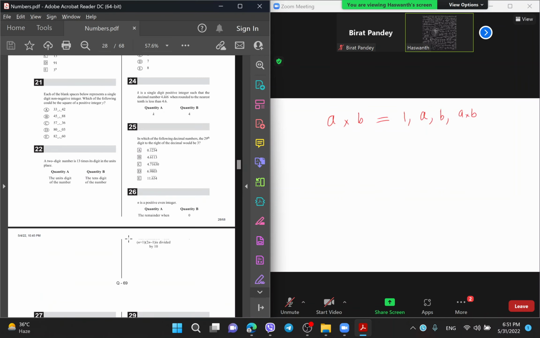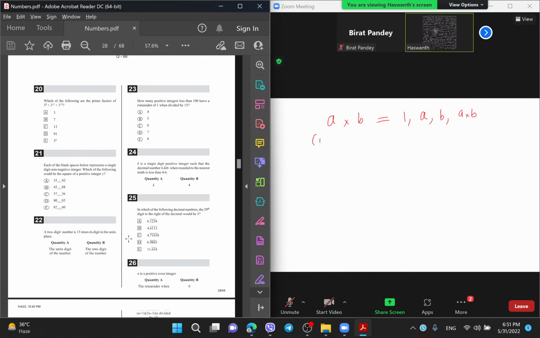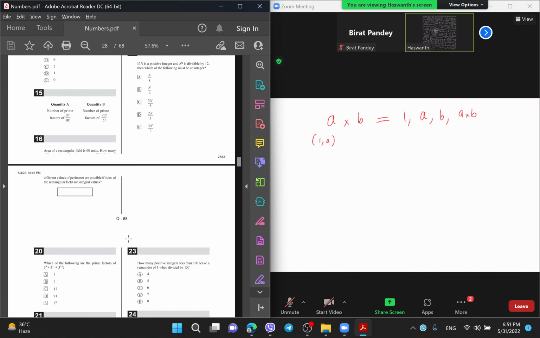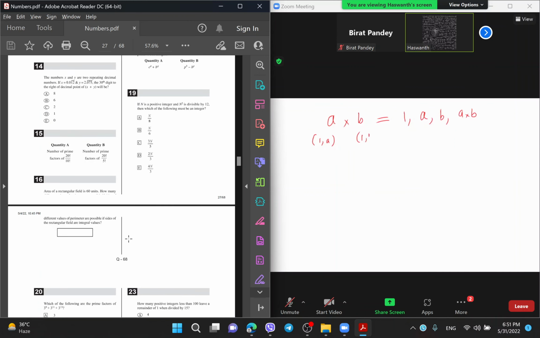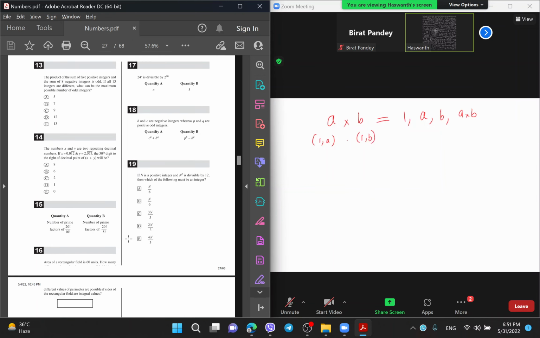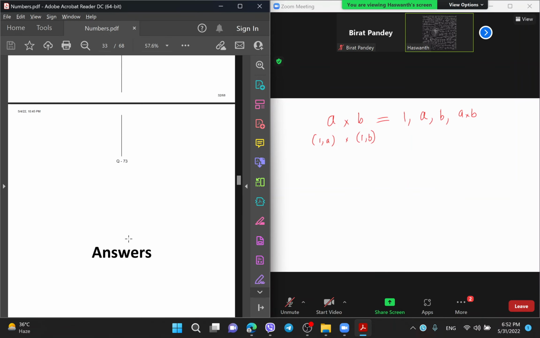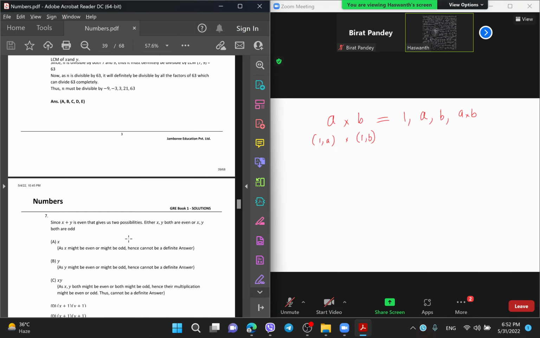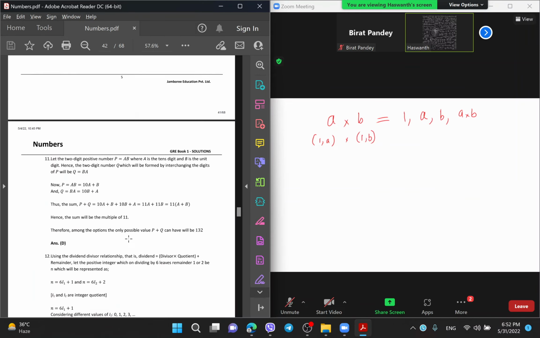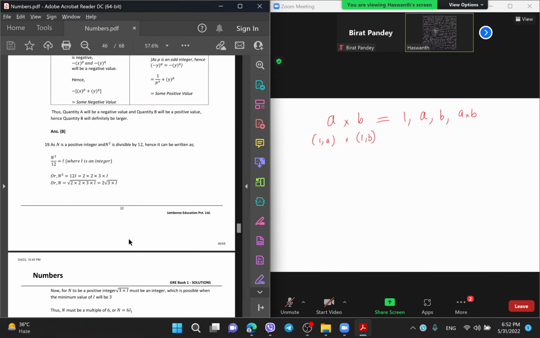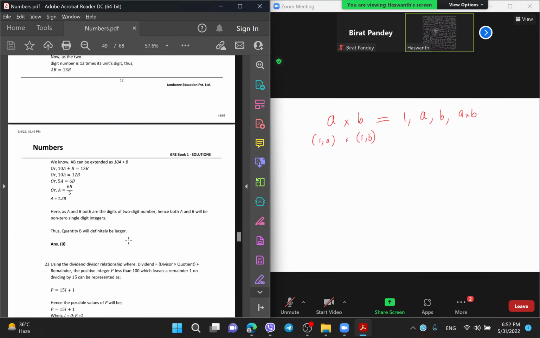Because a is a prime number, it has only two positive factors, 1 comma a. b is a prime number, it also has two positive factors, 1 comma b. In product combination of this: 1, b, a, ab. Because a into b gives us ab, 1 into ab gives us ab, but there is no other way to split this as product of some other integers because they are prime numbers.